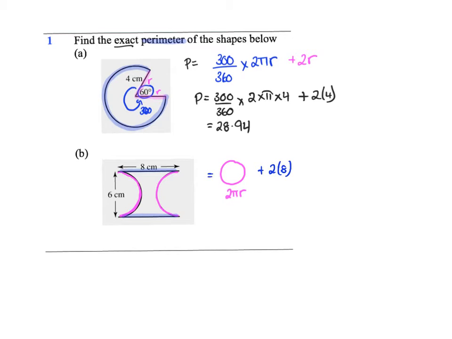Now I've got to think about when we need the r value. If the diameter here is 6, then the radius must be 3. So I'm going to plug them in. I'm going to have 2 times pi times 3 plus 16. And we'll do that on our calculator, to 2 decimal places. So we end up with 34.85 centimeters.